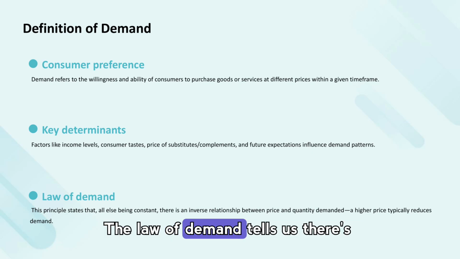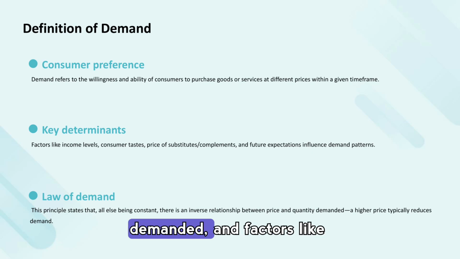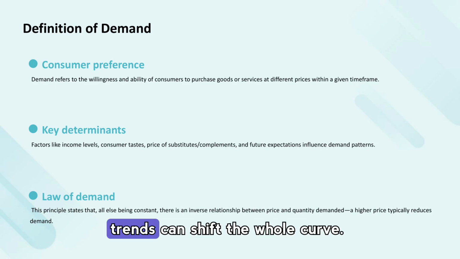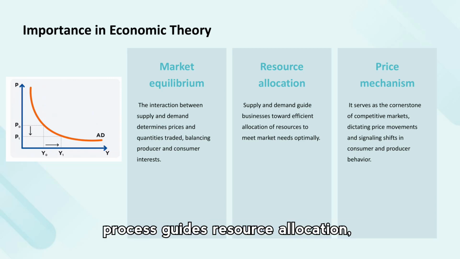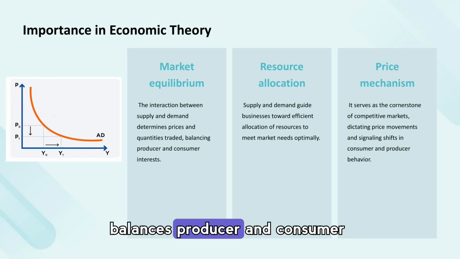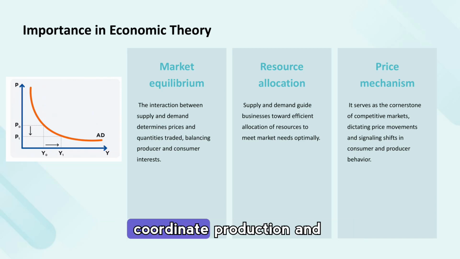The law of demand tells us there's usually an inverse relationship between price and quantity demanded, and factors like substitutes, complements, and trends can shift the whole curve. Understanding supply and demand is central to economic theory, because their interaction determines market equilibrium and price signals. This process guides resource allocation, balances producer and consumer interests, and acts as the mechanism through which competitive markets coordinate production and consumption.